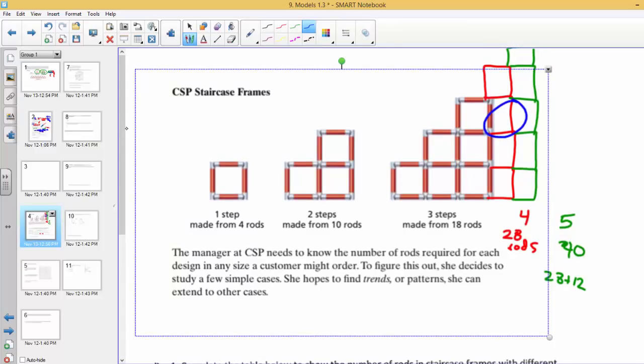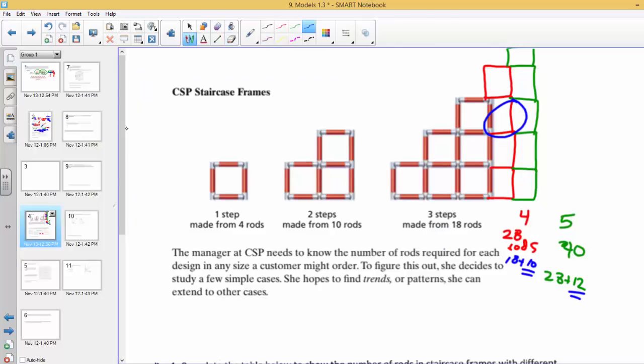So this time we added 10. This was plus 10. This time we added 12. If you look at the time before, 10 plus 8. Hold on. This is a plus 8. 10 plus 8 is 18. So plus 8, plus 10, plus 12. So every time you are adding 2 more.